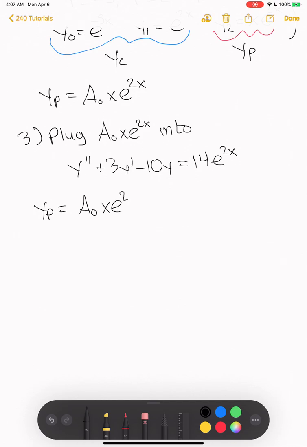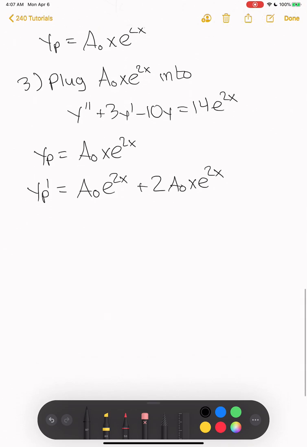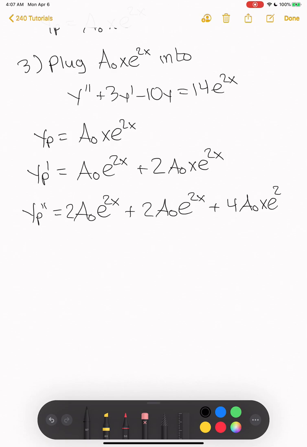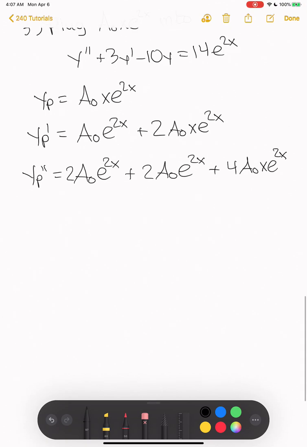y p equals a naught x e to the 2x. y p prime is equal to a naught e to the 2x plus 2 a naught x e to the 2x. That's just one derivative, and then we take another derivative. The first term stays the same with an extra 2 that comes down. And then this last term becomes 2a naught e to the 2x plus 4a naught x e to the 2x. Okay, so if we add all of these together, y double prime is 4a naught e to the 2x plus 4a naught x e to the 2x.